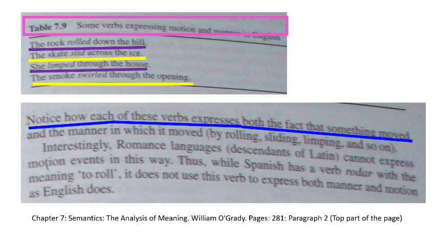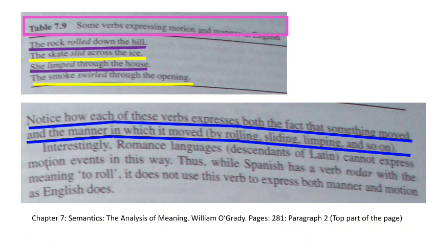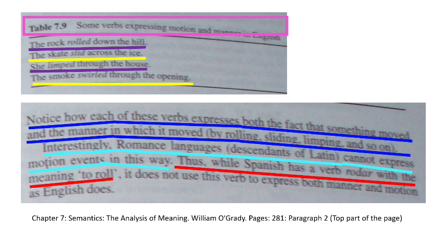Number 4. The smoke swirled through the opening. Swirled. Notice how each of these verbs expresses both the fact that something moved and the manner in which it moved, by rolling, sliding, limping, and so on. Interestingly, Romance languages, descendants of Latin, cannot express motion events in this way.